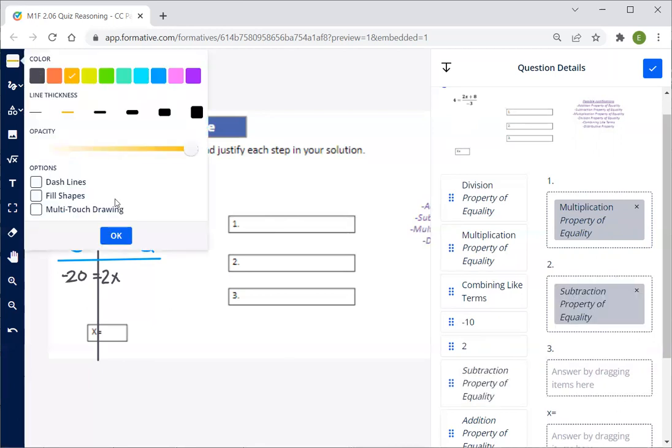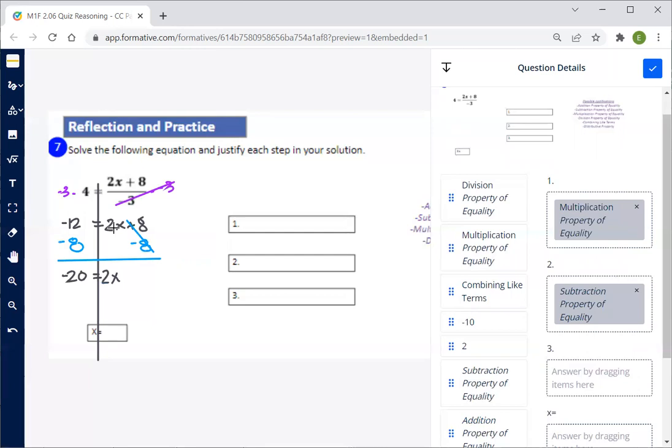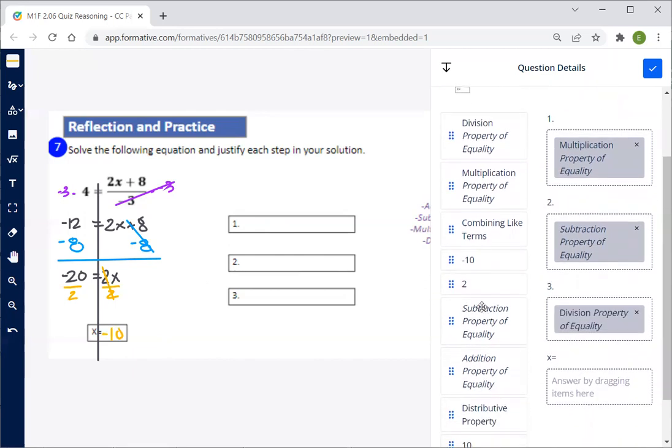Last step here, we need to get rid of the 2. So it's being multiplied. So the opposite would be to divide by 2 on both sides. So -20 divided by 2 is -10. So we divided by 2 on both sides. That's division property of equality. And last but not least, x equals -10.